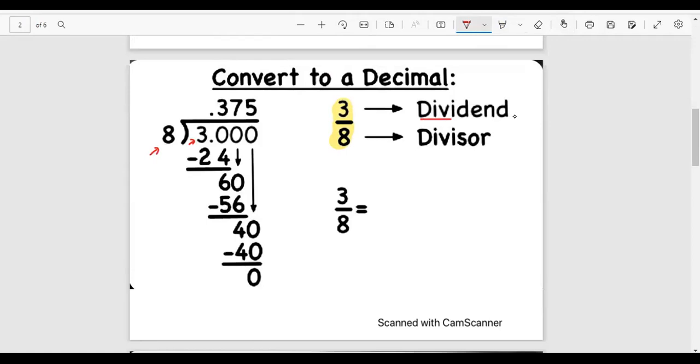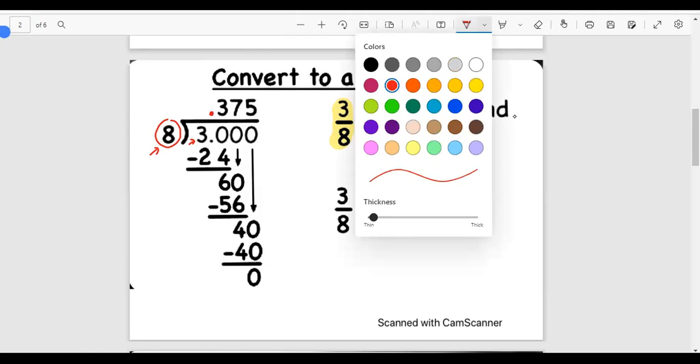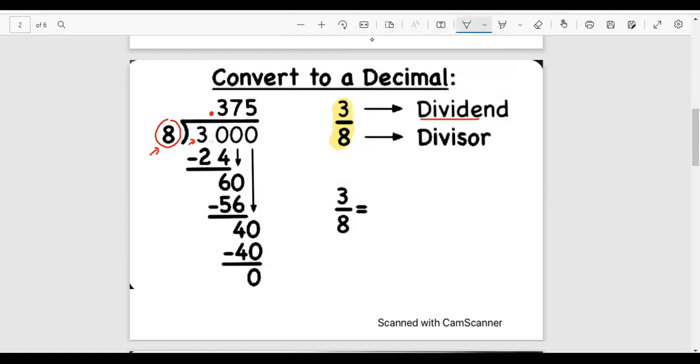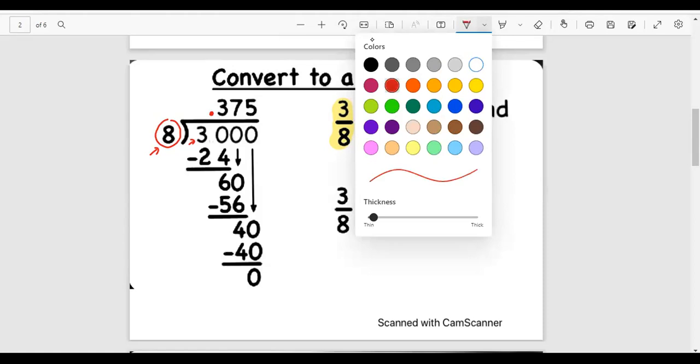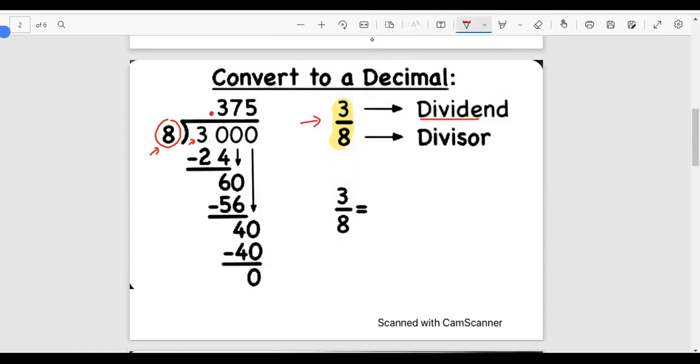So 3 would be the dividend and 8 would be the divisor. Now I know that I cannot do 3 divided by 8, so I need a 0. For that, I will be putting a decimal here. Okay, this decimal would basically let me take 0 over here. Okay, it's simple. The question is how to convert 3 by 8 into a decimal number. So I'll write down 3 as the dividend, 8 as the divisor. I'll write down the decimal. And because of that decimal, I would be able to take a 0 here.